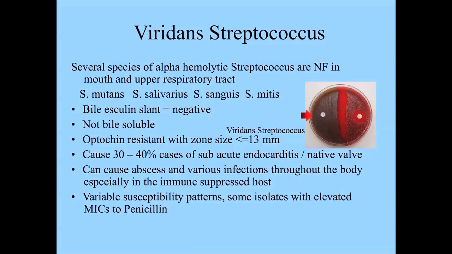One of the important things about the Viridans strep is they're a primary cause of subacute endocarditis. And this is also native valve endocarditis as well. And this primarily causes endocarditis from invasive dental procedures. They can cause abscess and various infections throughout the body, but primarily in the immune-suppressed host. They can have variable susceptibility patterns, and if you do need to treat one of these in an infection, it is best to do MIC testing for penicillin and the other drugs to determine susceptibility.